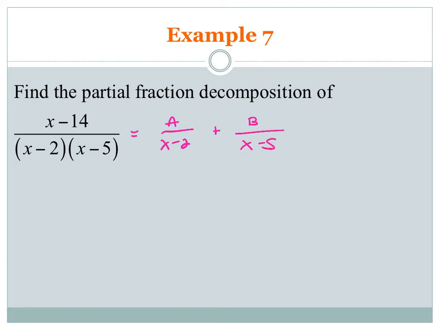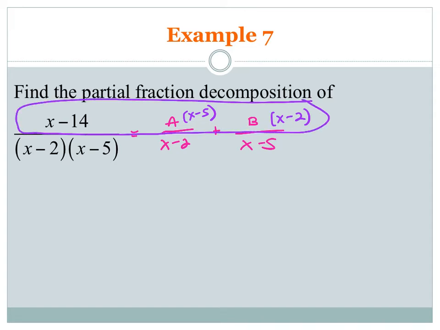What would I have to multiply a by? X minus 5. What do I have to multiply b by? X minus 2. And remember, technically, we should be multiplying the top and the bottom, but we're going to ignore that second step because it would go away anyways. Now we grab the numerators. X minus 14 equals a, x minus 5, plus b, x minus 2. What are the two x values I'm going to plug in? Positive 2, positive 5.